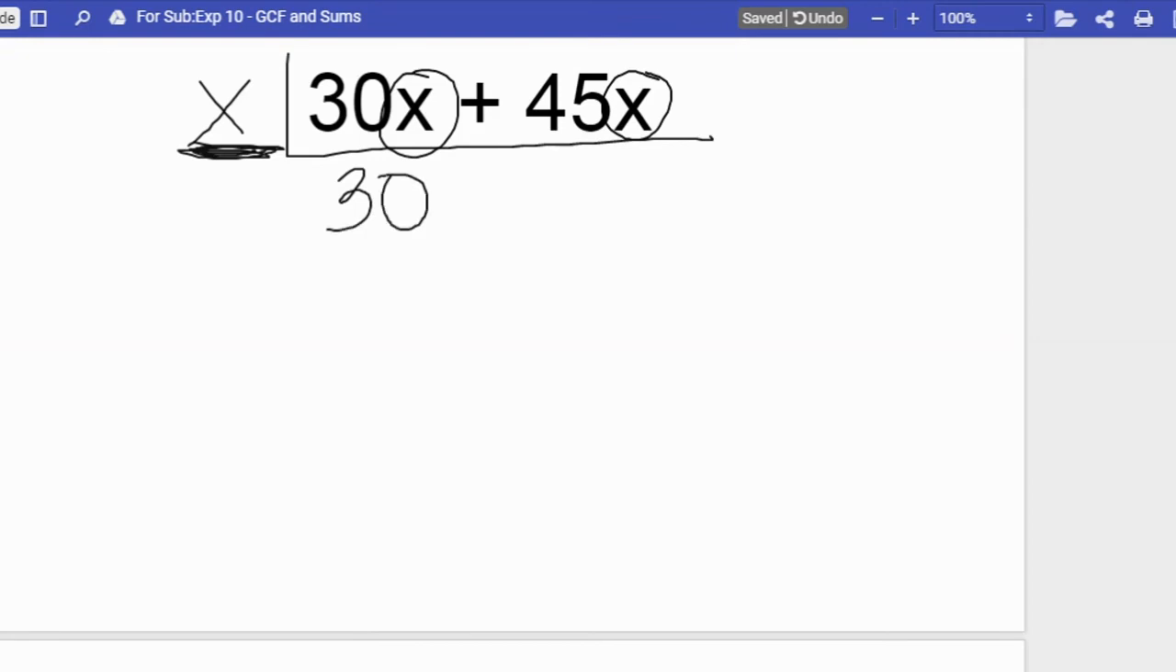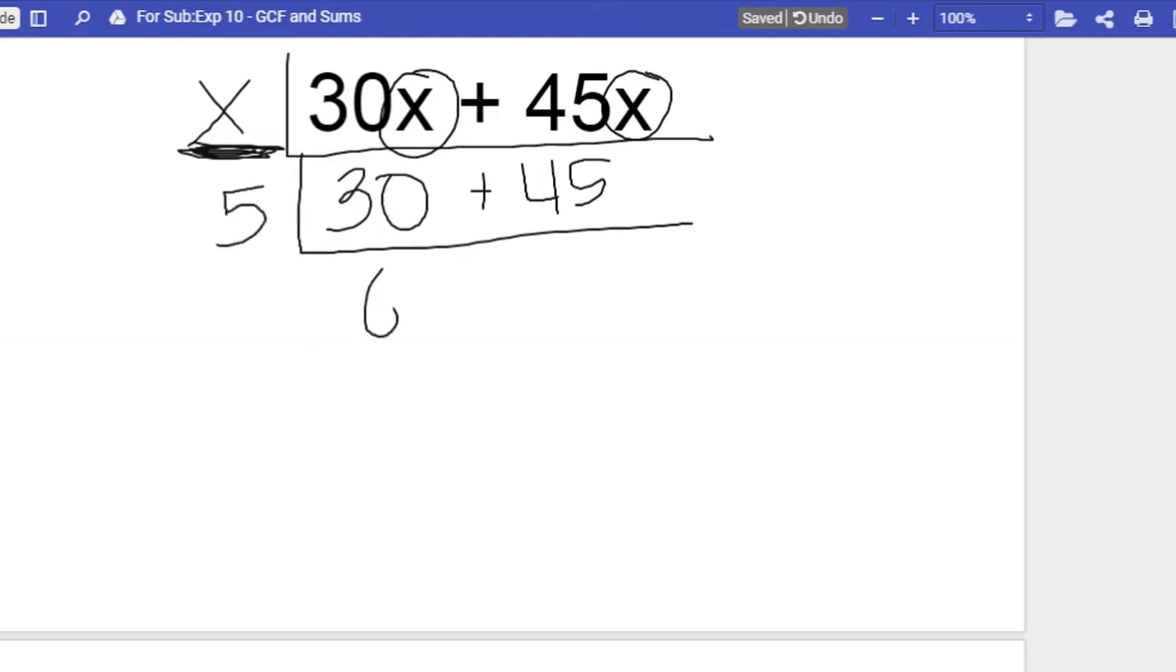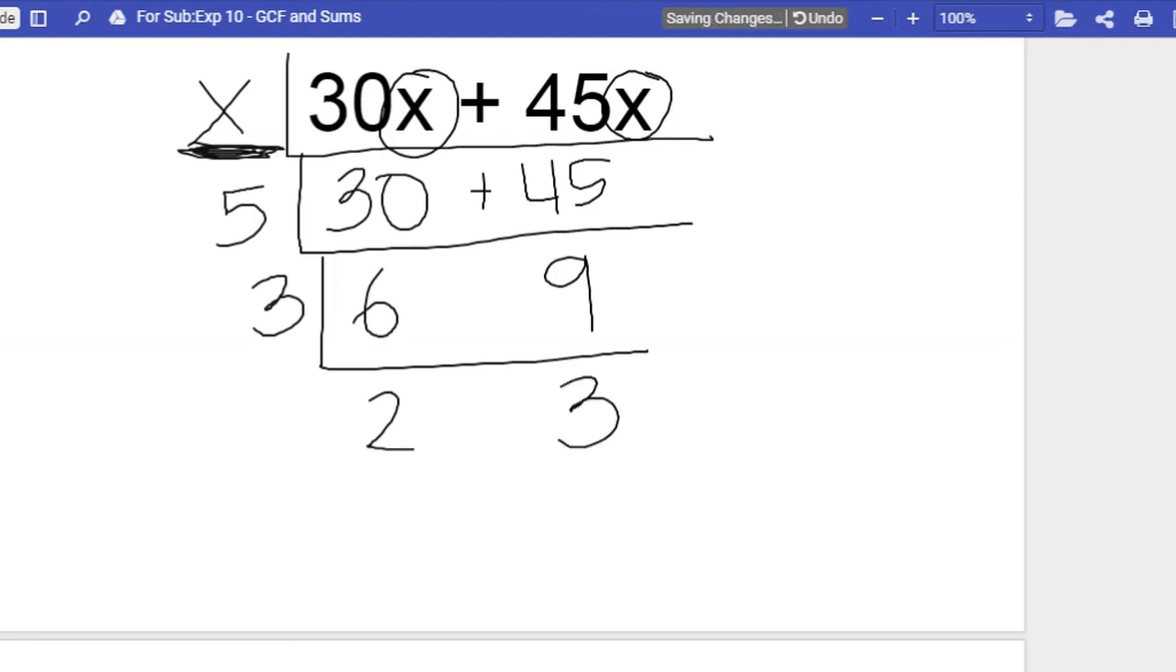So this one has an x and this one has an x. So I get to pull it out front because both of them have it. If I take an x out, I'm still just left with my 30 plus 45, because x got pulled out front. A common factor is 5. 30 divided by 5 is 6. 45 divided by 5 is 9. Oh, I still have a common factor. I could have done something bigger than the 5. I didn't think of that.